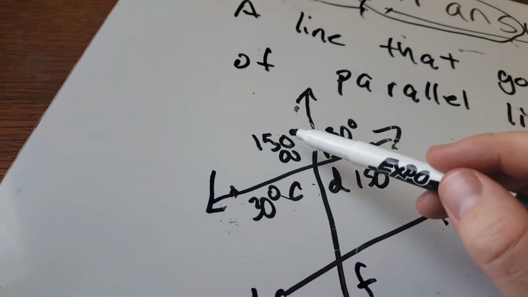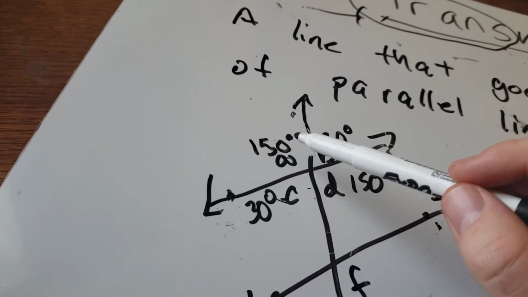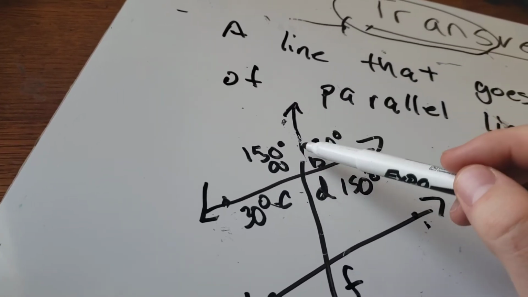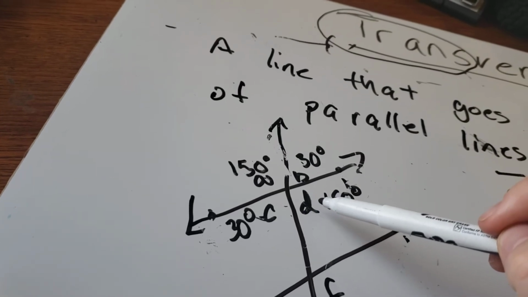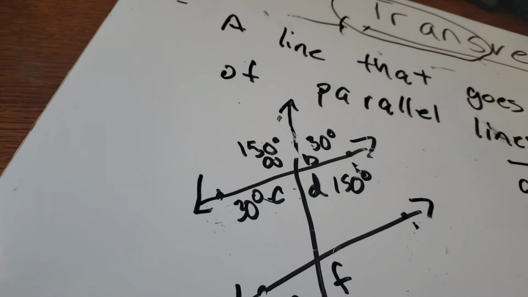So we found A, B, C, and D just using one angle. I gave you the angle of 150. We use supplementary angles to find B. B and D are supplementary, we use that to find D. D and C are supplementary, we use that to find C.